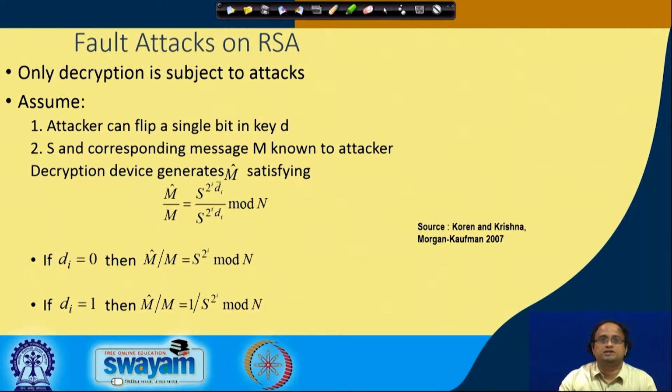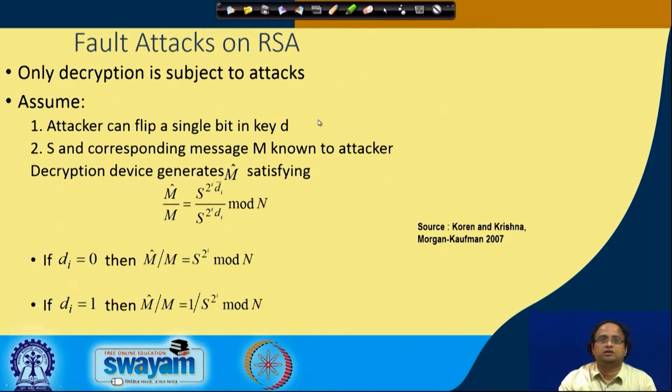Okay. So imagine that there is a decryption, and you know that in public key cryptography, when we do decryption, we use the secret key. So imagine that there is a crypto system which is doing decryption, and this is essentially subjected to a fault attack.